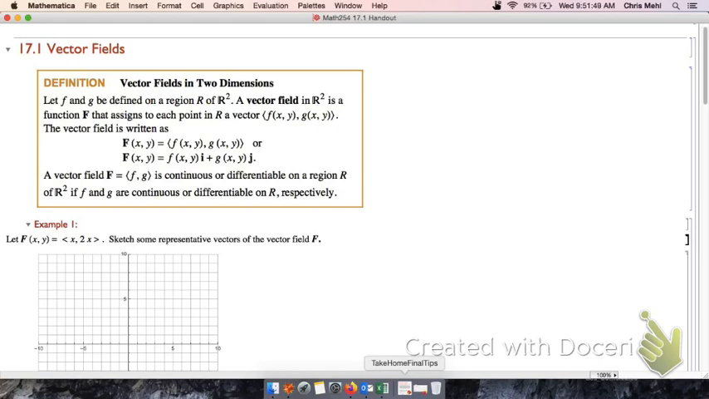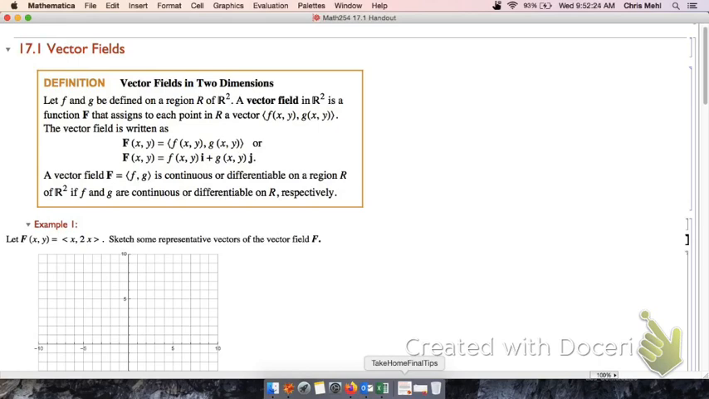Whenever you use bold-faced script, if you were writing this by hand, you would write capital F with a vector arrow on top. And you can either write it in component form with angle brackets, or you can write it in the ij notation, where i and j are the unit vectors in the positive x and positive y direction, respectively. The vector field F with component functions f and g is continuous or differentiable whenever the component functions f and g are continuous or differentiable on the region R, respectively.